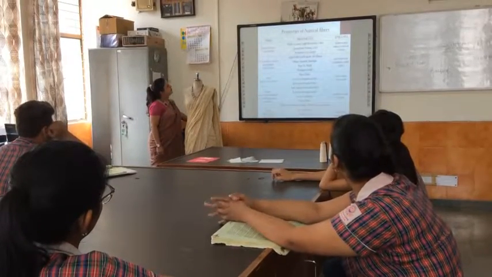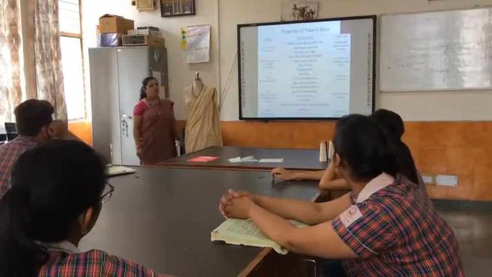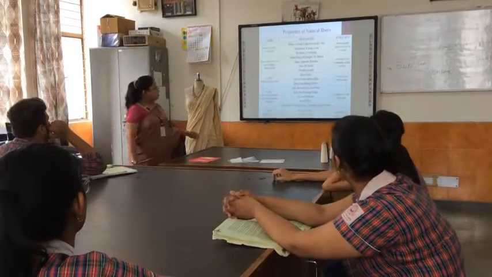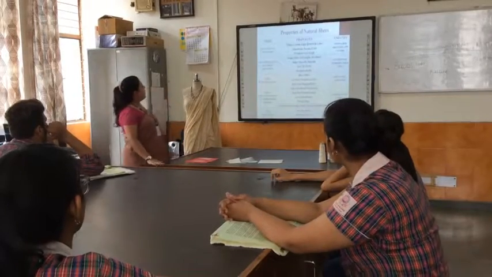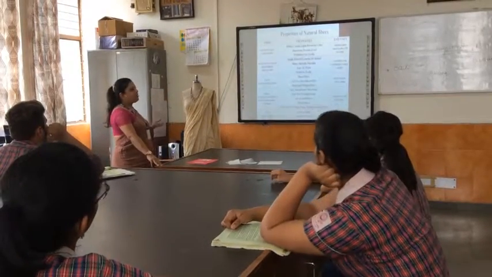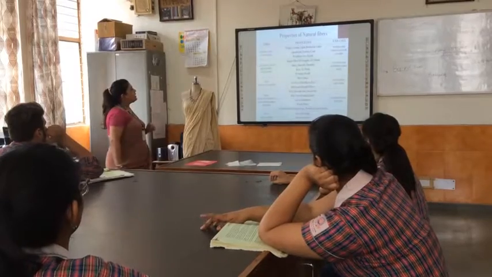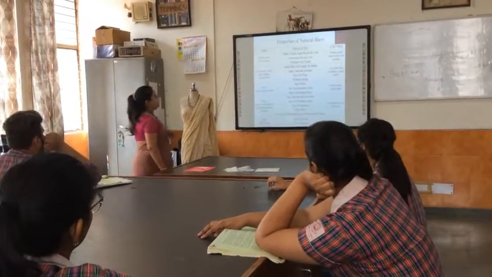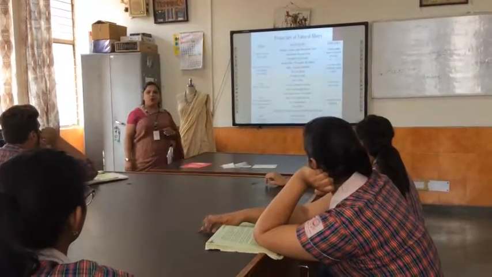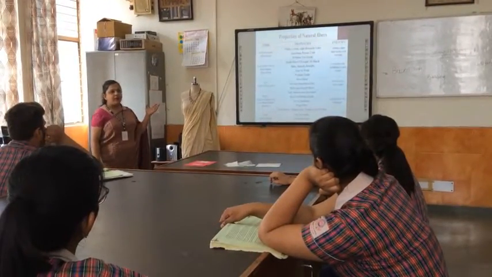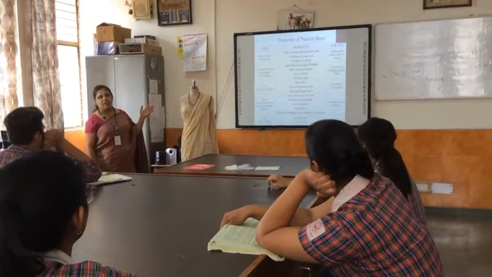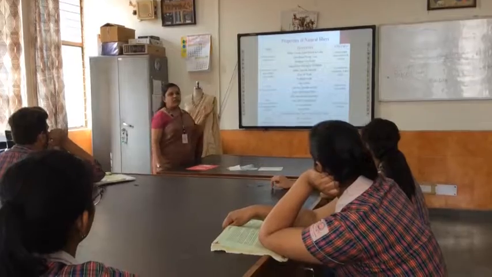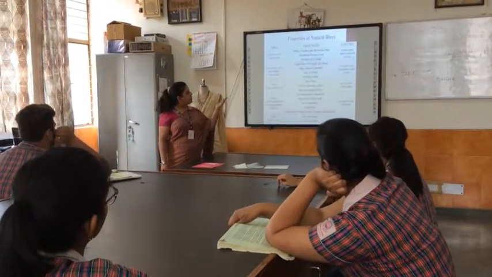Next we come to the properties of these natural fibers. First is cotton. As you can see, cotton is obtained from a natural source. It is white, cream or light brown in color. It is absorbent and porous. It is cool to wear, but it wrinkles very easily. These are its properties. And where is it used? It is used for making towels, bed sheets, and pillow covers.